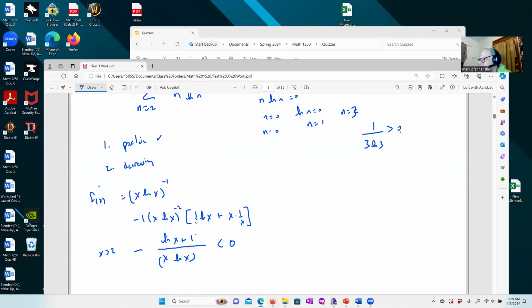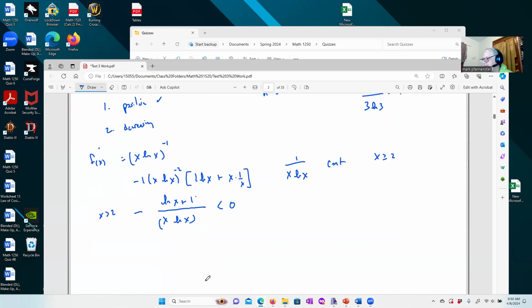Is 1 over x ln x continuous on our region? This is for x greater than or equal to 2, because that's where we're starting. The zero of ln x is at x equals 1, and we have a discontinuity at 0, but we don't care about that because we are certainly after the fact. So we just have to go ahead and integrate this thing.